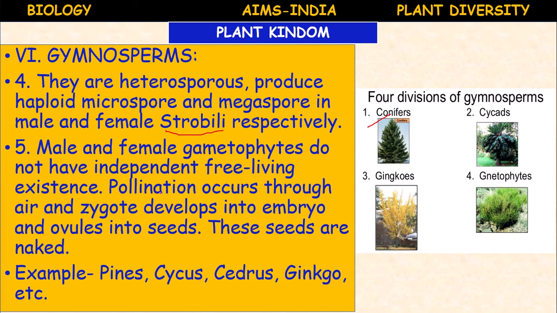The male and female gametophytes do not have independent free living existence. The pollination occurs through air, and the zygote develops into embryo and ovules into seeds. These seeds are naked seeds. Examples: Pinus, Cycas, Ginkgo. This is the living fossil, Ginkgo. Like ginkgos, cycads and conifers.